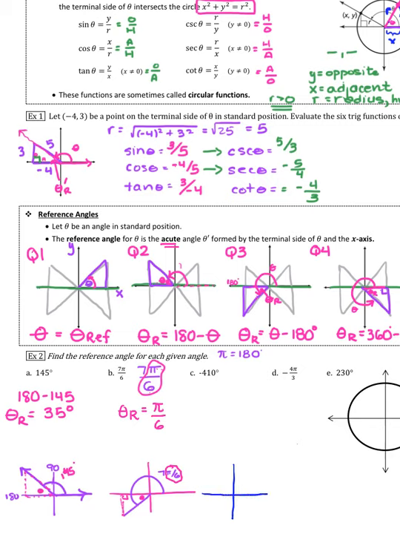Here, we can still do a reference angle if it's negative 410. What does that give me? So let's draw that. So negative 410 means I'm going in the opposite direction. Here I have gone 360. So in order to keep going to 410, I have to go another 50 degrees. So that would represent negative 410 degrees.